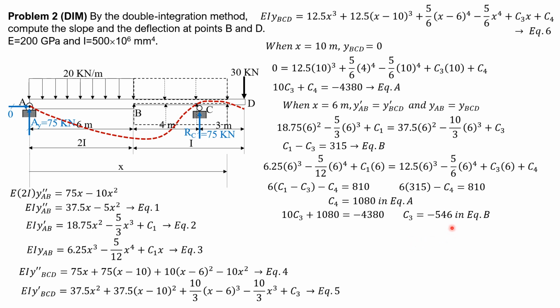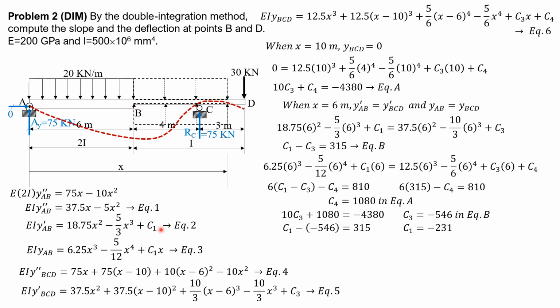Then we substitute this value of c sub 3 in equation B. Then we can now solve for c sub 1. So c sub 1 minus negative 546 equals 315. So c sub 1 is equal to negative 231. Divided by EI, that's the slope at A. Then, we can compute now theta B and delta B.